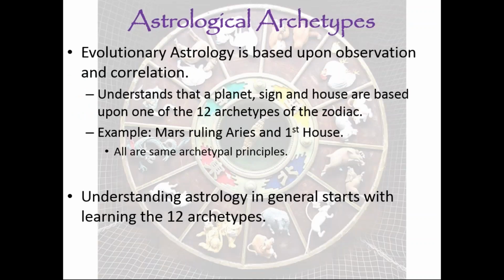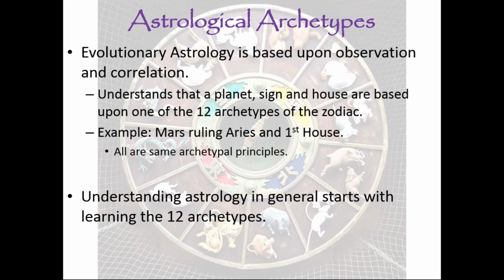All right, let's dig right in because I have a lot of slides to get through today. And this first slide is to just show you that in evolutionary astrology teachings, the planet, the sign, and the house are all the same archetypical principle. The example here, Mars, Aries, first house, all the same. As you start to go through today's material, we're going to look at that through the archetype of Mercury.